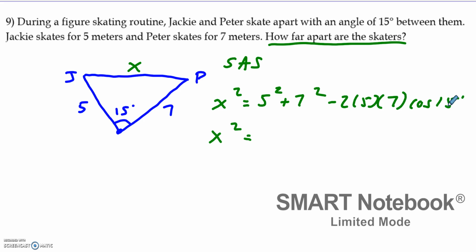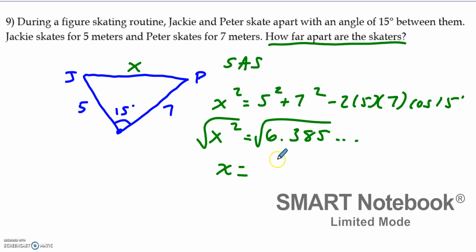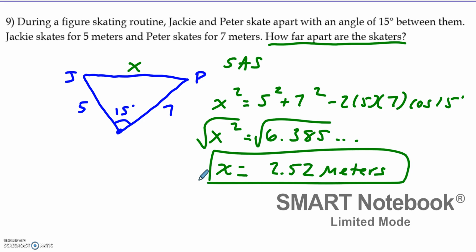And if you do that, you would get, I'm just checking myself as well right now, you would get x squared equals 6.385 and so on. Again, I would keep this in your calculator. I would take the square root of both sides, and if you do, you would get a final answer of 2.52 meters. So this one definitely did not take as long as the last 3, because we happened to have the angle directly across from the side, and it was nice, and I would call it a plug and chug type problem.